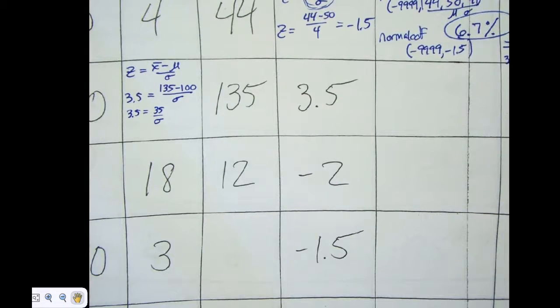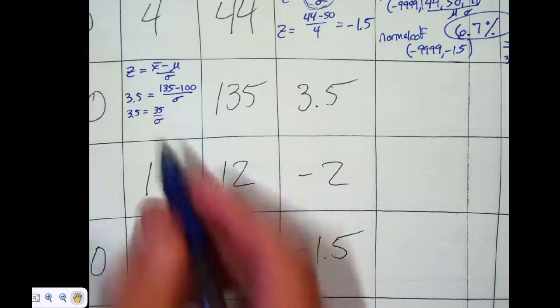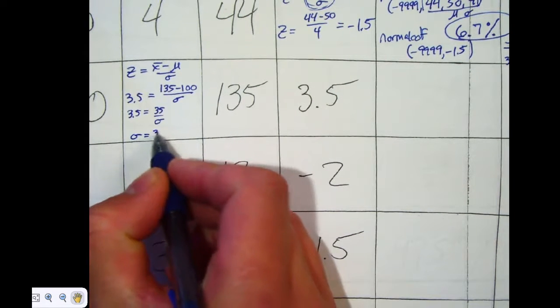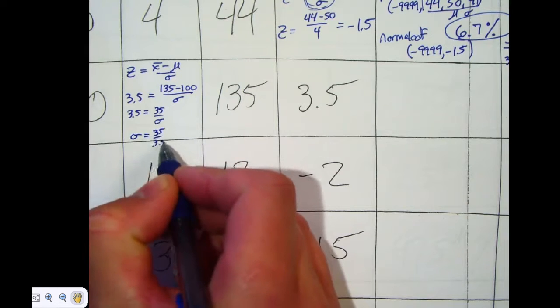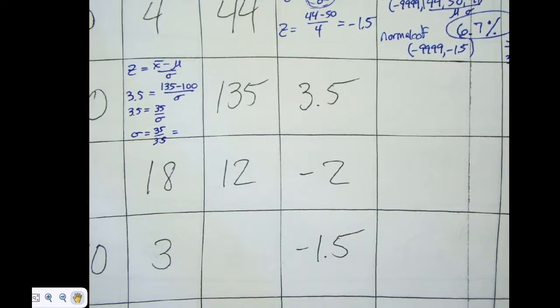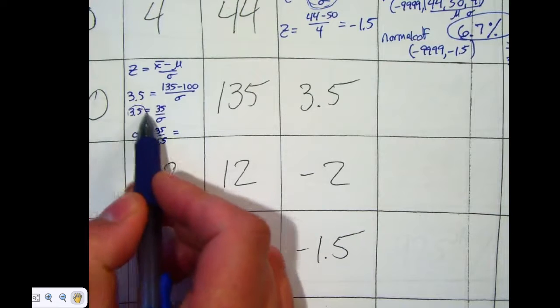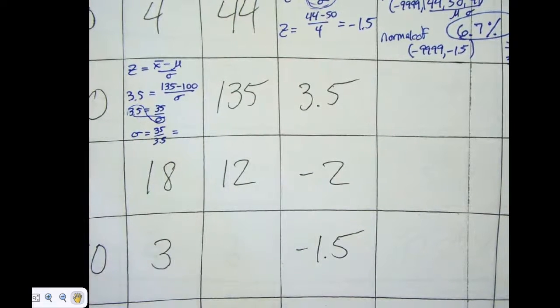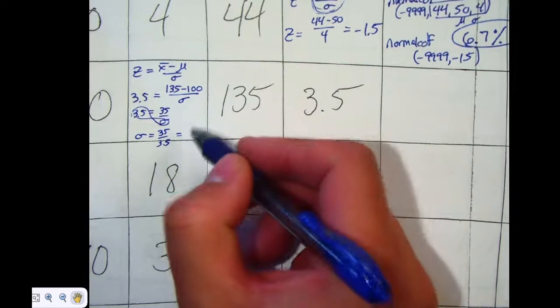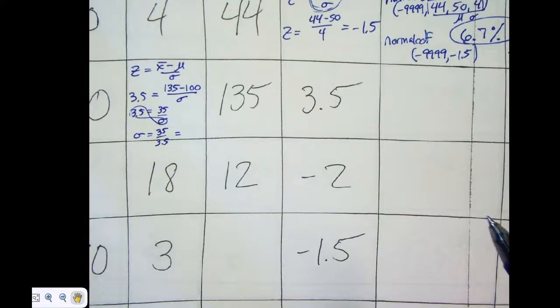Do you guys know the rule where you can exchange the top of one side and the bottom of the other side? If you have 2 fractions, you can just trade places. Top of one fraction, bottom of the other. So this becomes sigma equals 35 over 3.5. We just literally trade those 2 slots. And I can prove to you why that works if you want, but not right now. So what's sigma? What's standard deviation? 10.